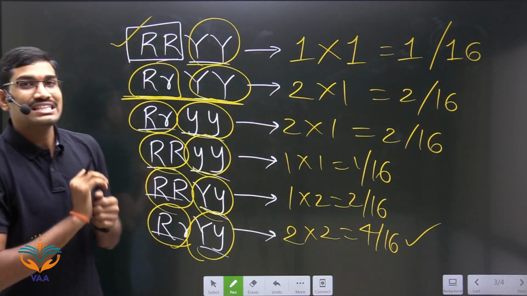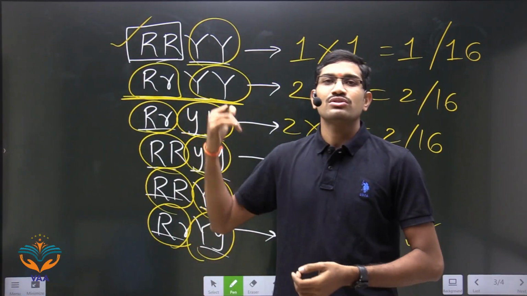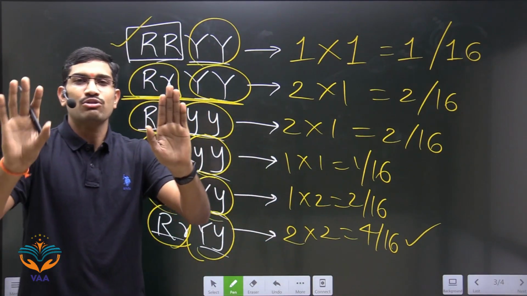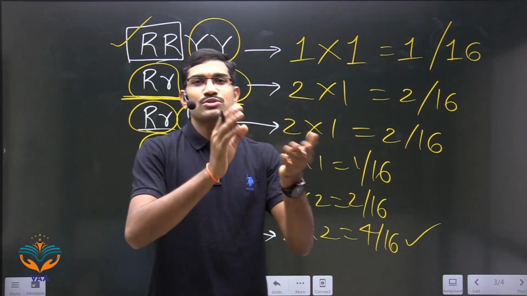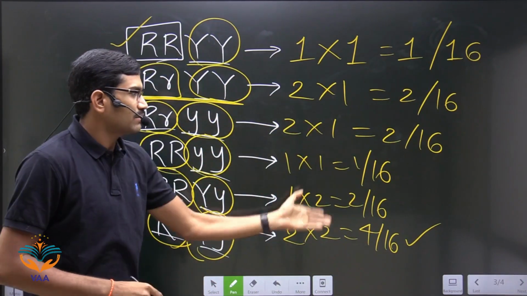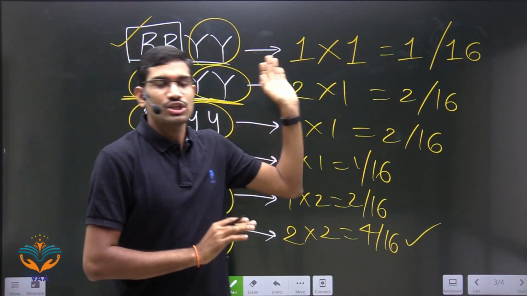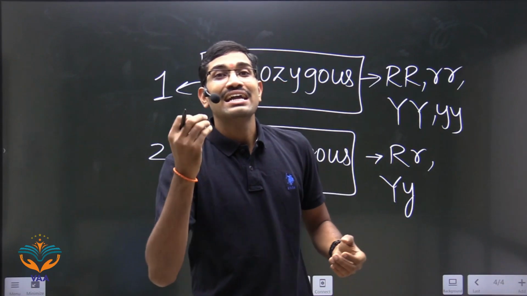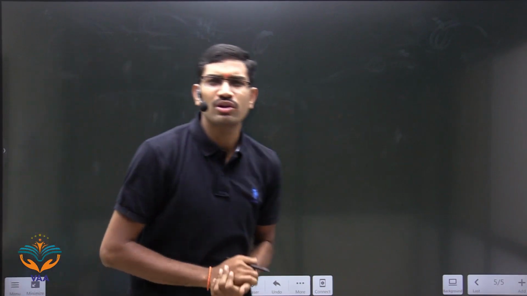Understood? So in this way, suppose they are asking about one specific genotype, this is how we do it. Simply identify homozygous or heterozygous. For homozygous, take the value as 1. For heterozygous, take the value as 2. Then correspondingly take them and multiply. Whatever value you get, that is out of 16. That's it. In this way, you can also do it for a trihybrid cross. The same value is also applicable for monohybrid.